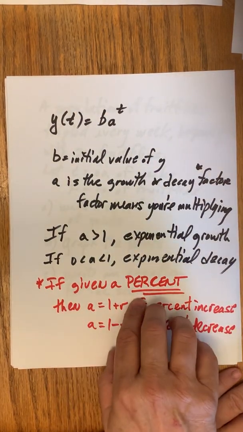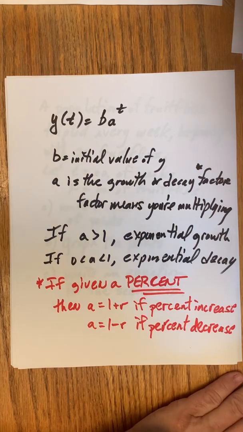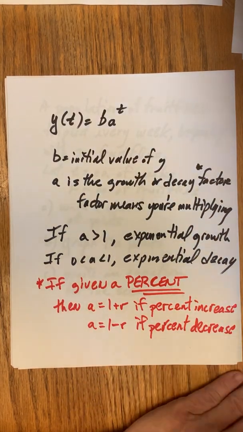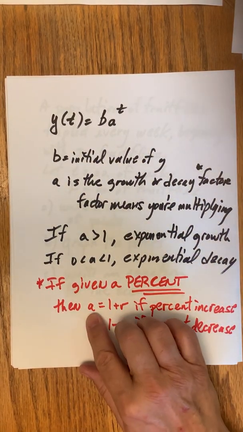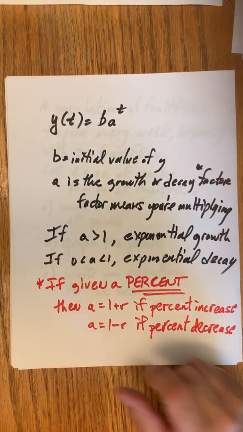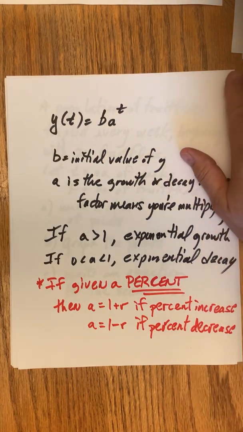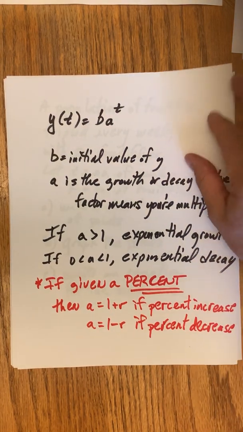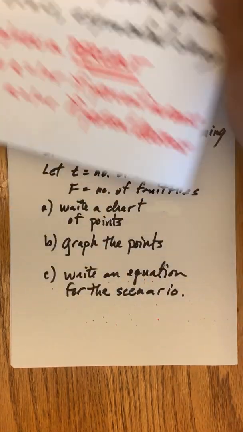But sometimes you're given the growth or decay rate as a percent increase or decrease. And if you are, then A becomes 1 plus the rate or 1 minus the rate in the percent form. So you use a decimal form. So let's take a look at an example.